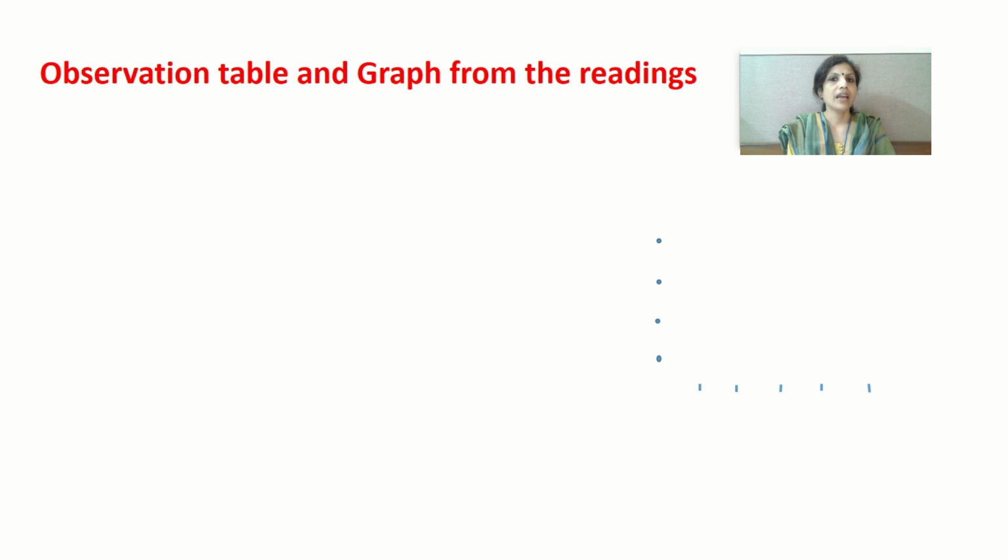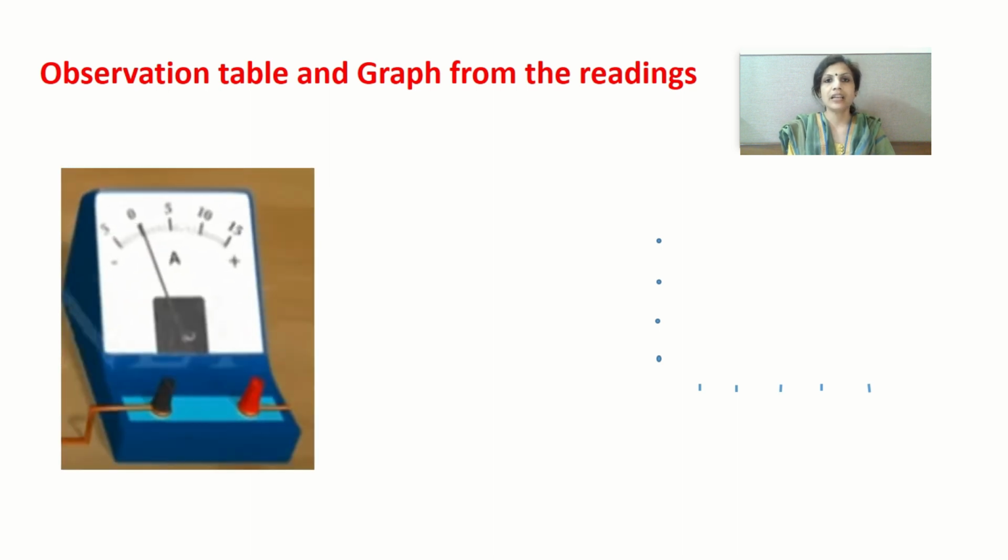Moving ahead, have a look at this. This is the ammeter which we have used in an electrical circuit. You can see the pointer is at 0. Above 0 you can see the marking 5, and behind 0 also there is a marking which will show us, if we change the polarity of the battery, that the current will flow in the opposite direction.